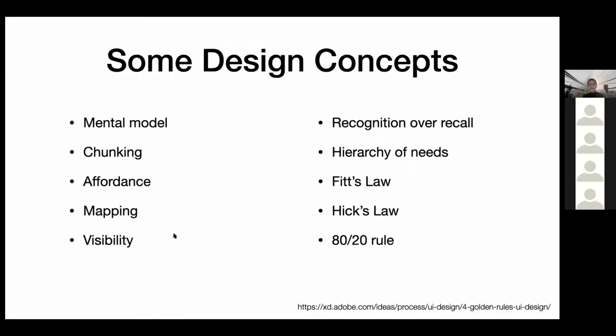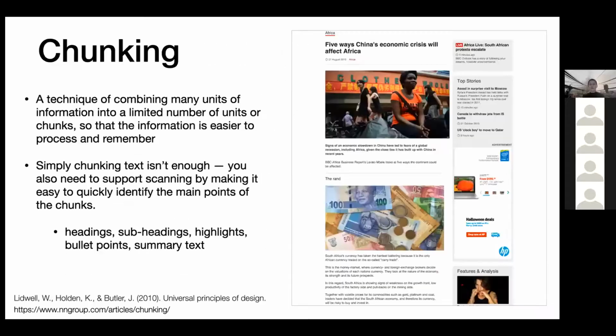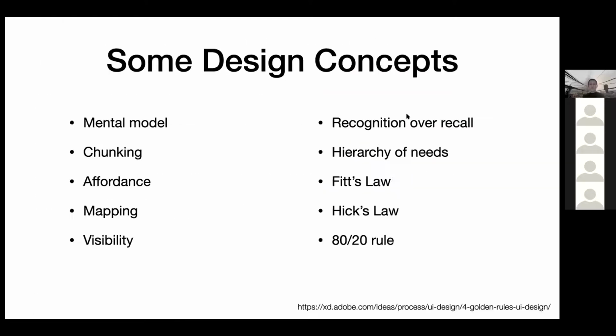All right, so here are some design concepts. These ones are coming from Adobe. Again, they have something similar to the previous ones. You've got recognition over recall. Tognazzini had Fitts's Law. There's visibility, which Shneiderman had, and there are affordances, which we'll talk about in a minute, and mental models. So like I said, several of these are similar. Some of them are new and more specific.